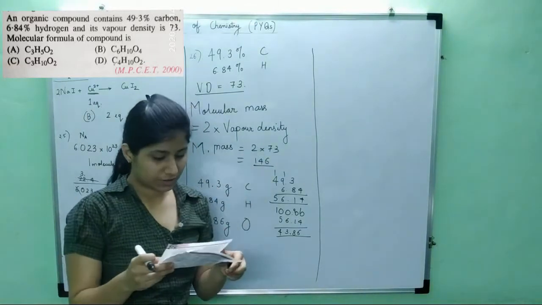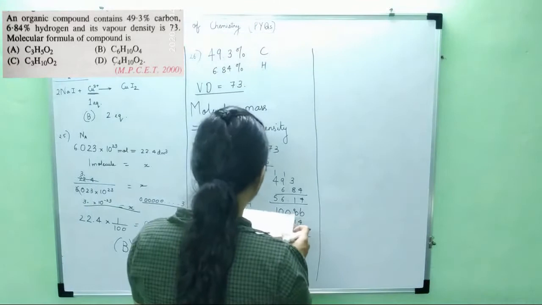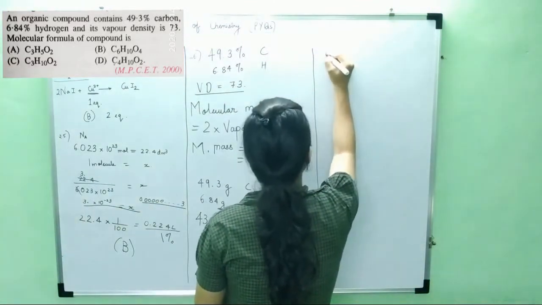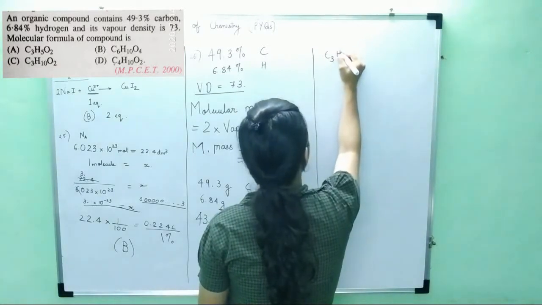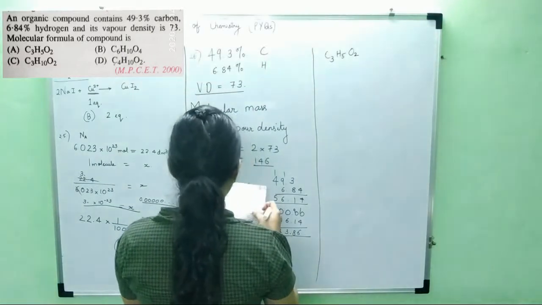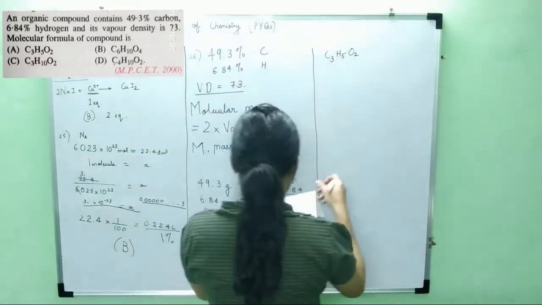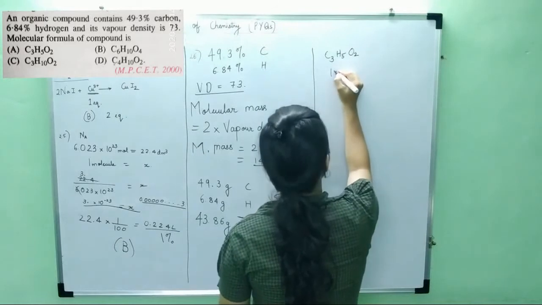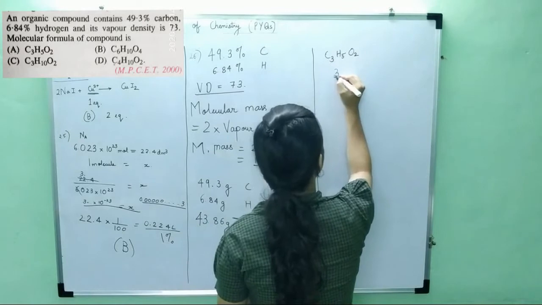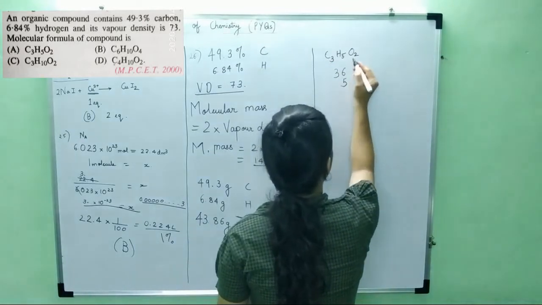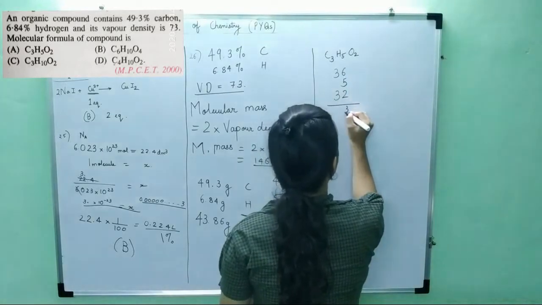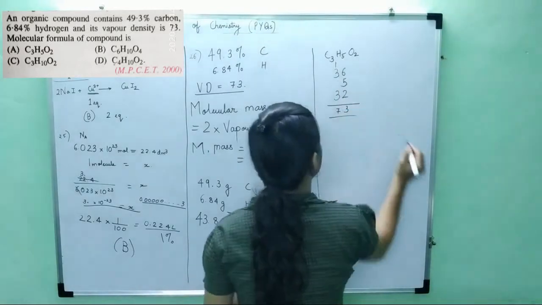Now what I can do is, from the molecular formula, try to find out what the molecular masses could be. Let's say I take the first one, C3H5O2, right? Now I'll find out the molecular mass of this. It will turn out to be 3 carbons, so 12 times 3 is 36, 5 hydrogens, and 16 into 2 is 32 for oxygen. So this comes out to be 73.